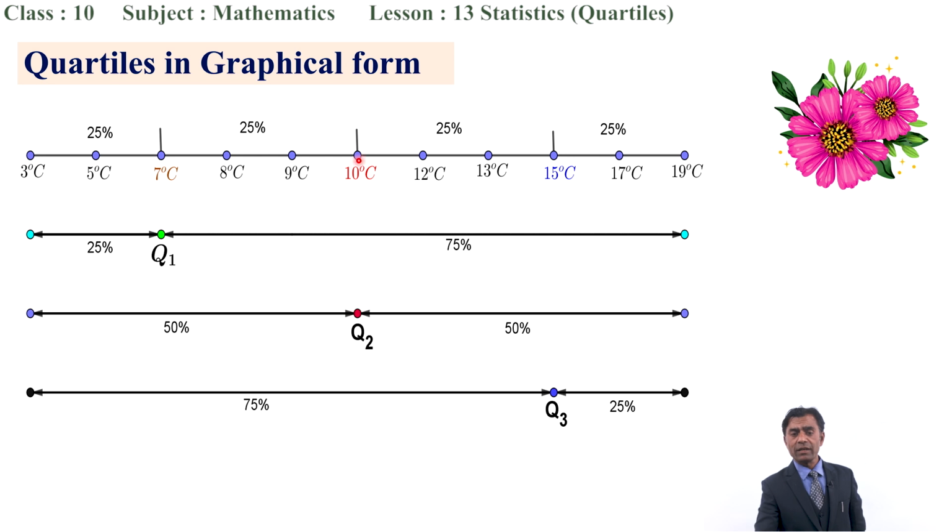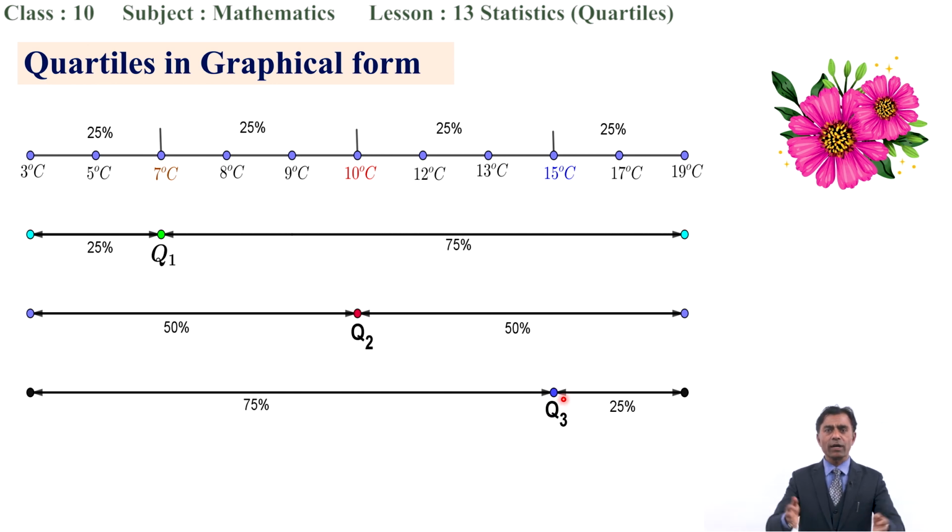And what does Q2 represent? Look at Q2, which means 10 degrees Celsius. That 10 degrees Celsius divides the given set of data into two equal parts. It means below it 50% and above it 50%. So it divides the whole set of data equally into two parts. So this is called middle quartile, or this is called median. Similarly, here you can see 15 degrees Celsius is in another color. This is called Q3, third quartile.